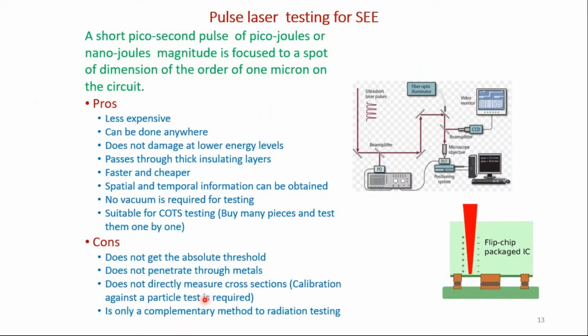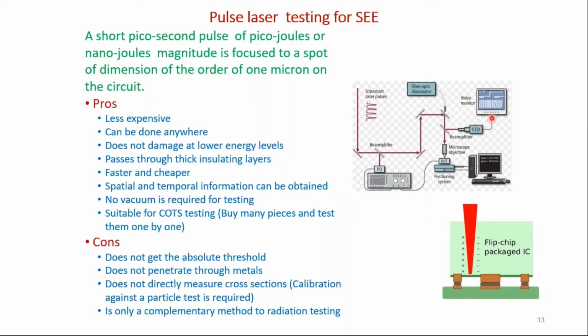Now, what about the optical method? The optical method is quite different from the radiation method in the sense that you would use a photon, an optical beam, to bombard the circuit. So what you would do is use a laser with a short picosecond pulse and picojoule or nanojoule magnitudes. You focus it using a microscope objective on the device under test. And this device under test is usually on a translation stage, and you can move it around. This translation stage has a high accuracy of maybe around 1 micron or less. So you can move the beam around on different parts of the circuit and observe where the upset is occurring.